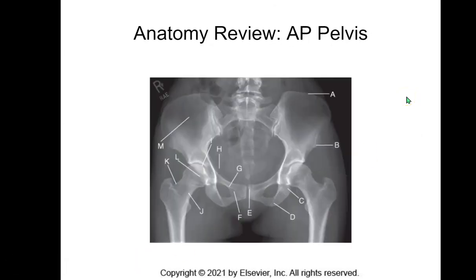Okay, and to finish up this recorded lecture, I'd like you to pause here and identify all of the anatomy labeled on this slide. Now, the answers for this slide are found in your textbook. Good luck.